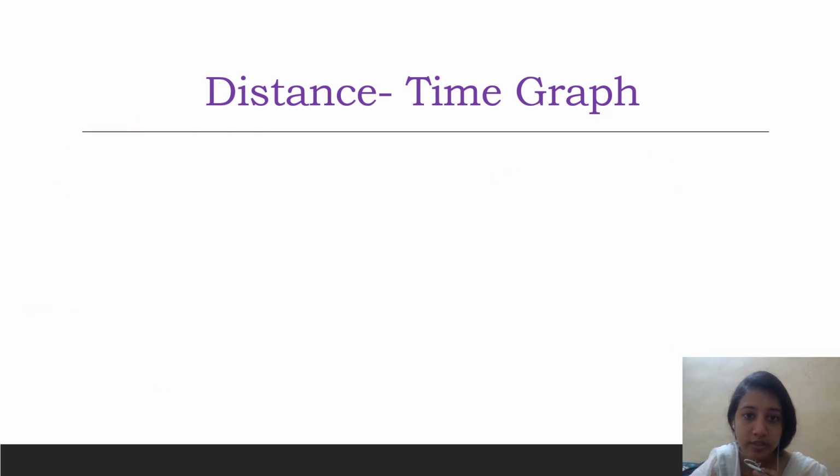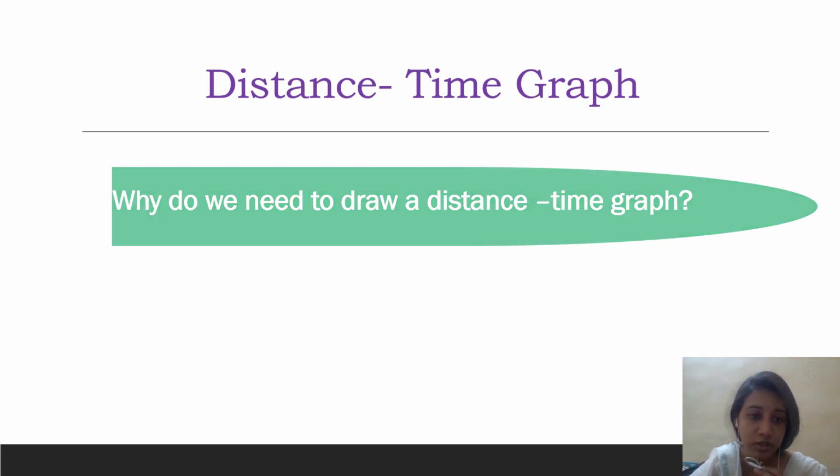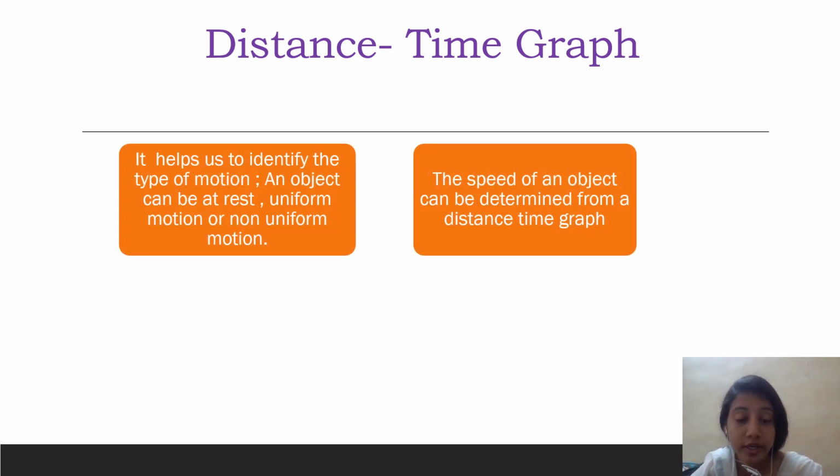Next, why should we draw a distance time graph? Basically, it helps us to identify the type of motion. So an object can be at rest or in motion. If the object is changing its position with respect to time, we can say that it is in motion. And if it's not changing its position with respect to time, it is at rest.